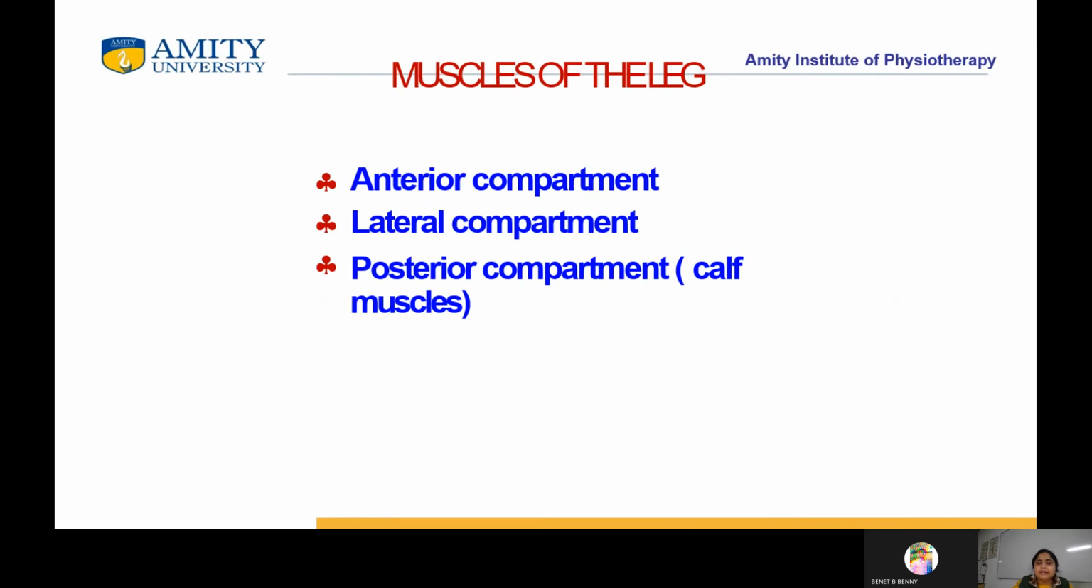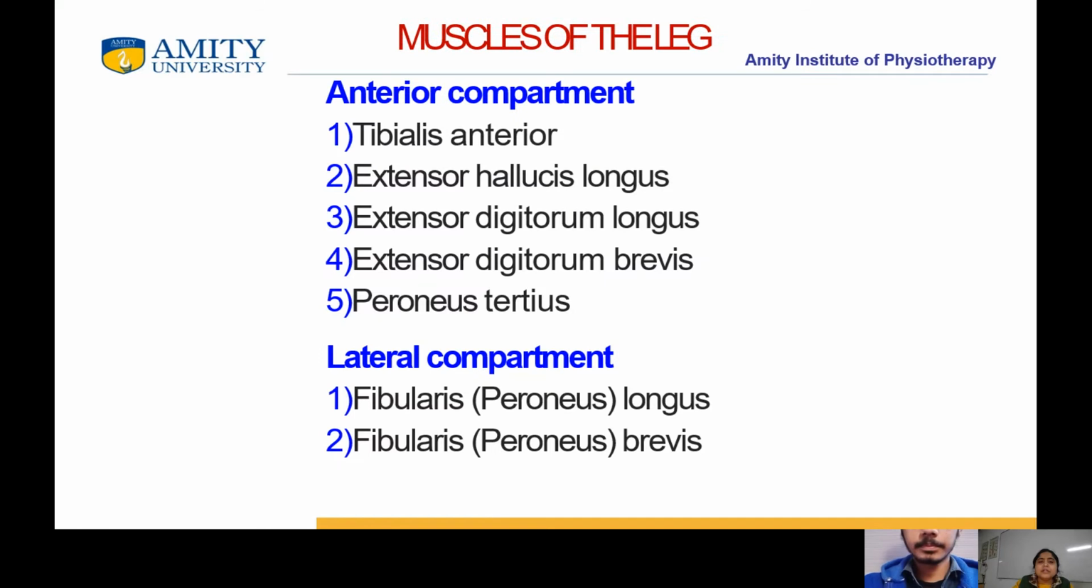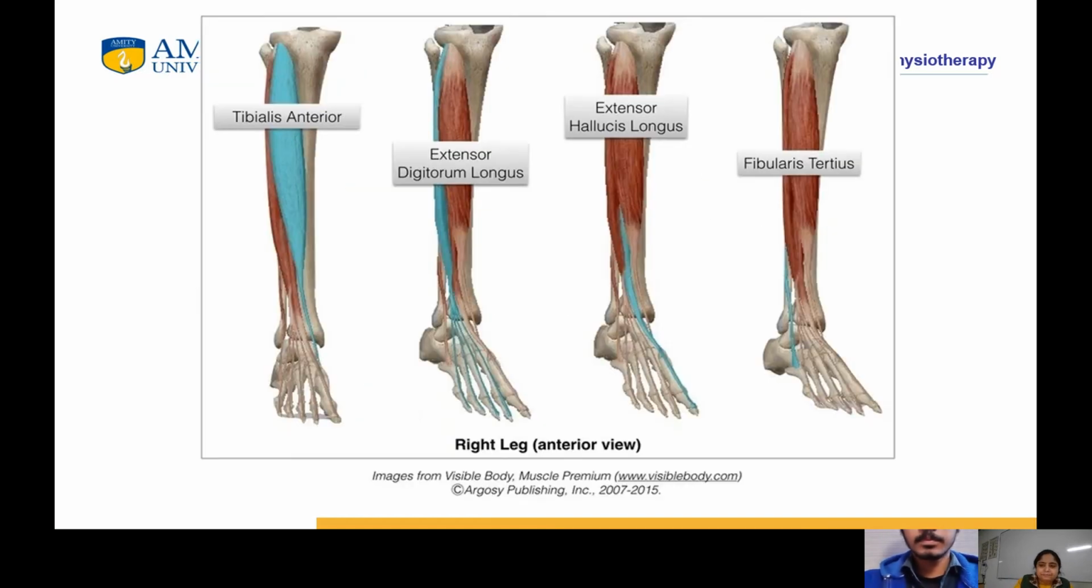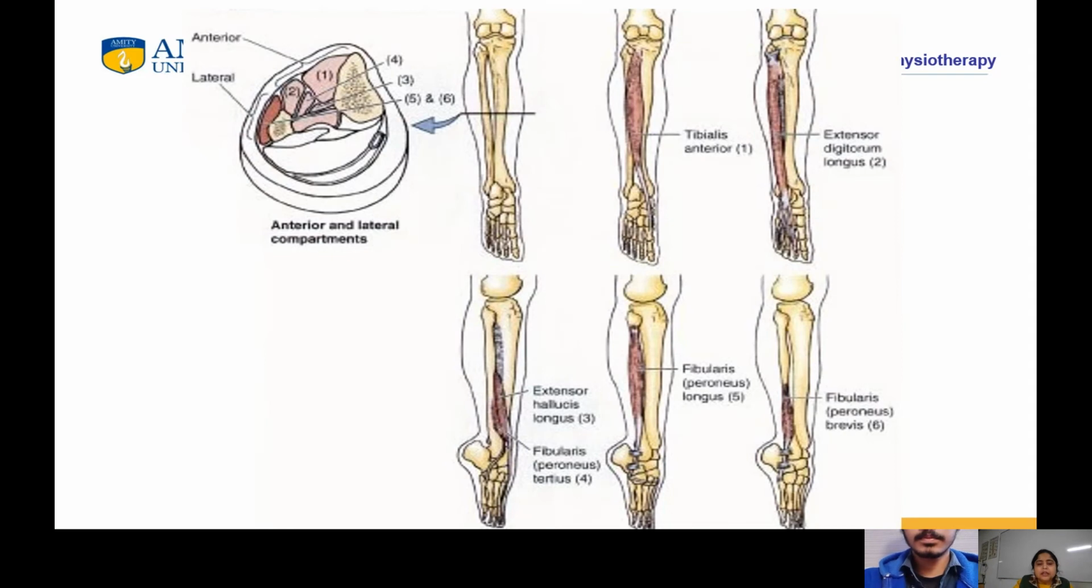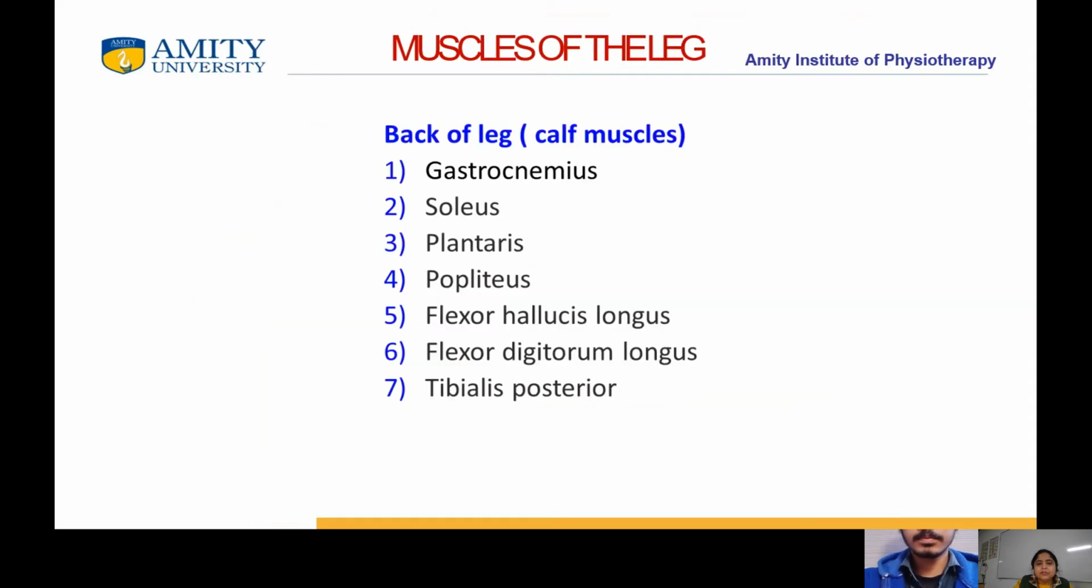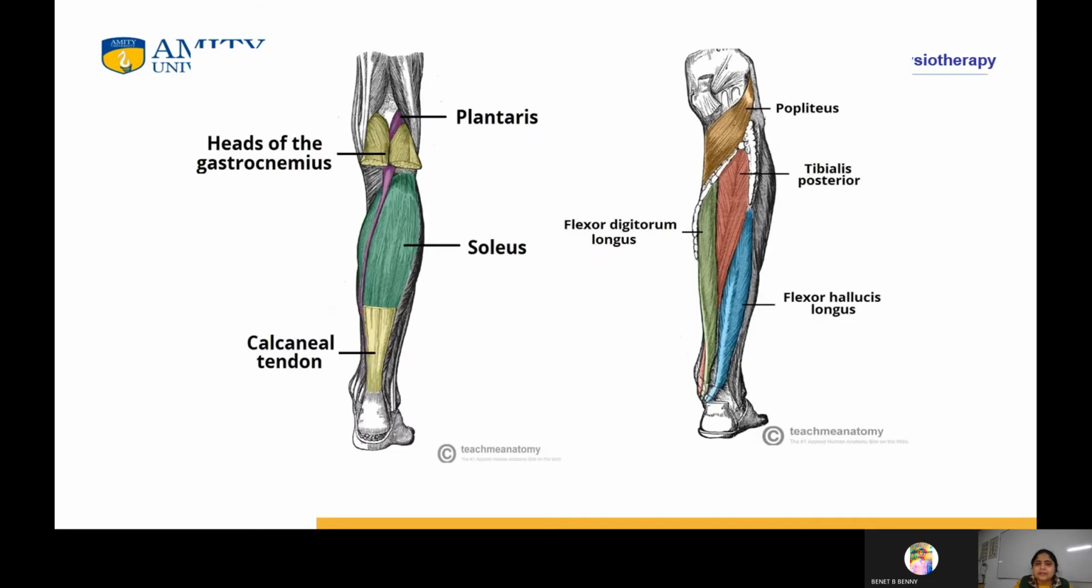Muscles of the leg are divided into 3 compartments, that is anterior compartment, lateral compartment and posterior compartment. So in the anterior compartment, we have tibialis anterior, extensor hallucis longus, extensor digitorum longus, extensor digitorum brevis and peroneus tertius. Whereas in the lateral compartment, we have peroneus longus and peroneus brevis. Then we come to the back of the leg or the posterior compartment of the leg. We have gastrocnemius, soleus, plantaris, popliteus, flexor hallucis longus, flexor digitorum longus and tibialis posterior.